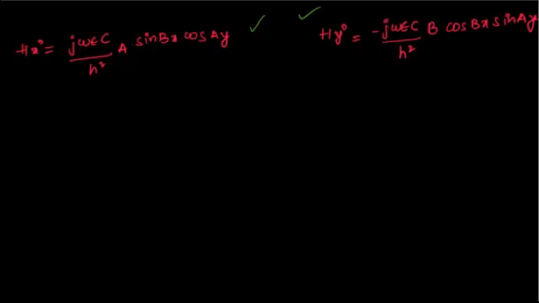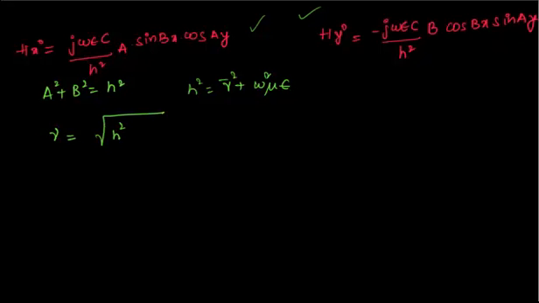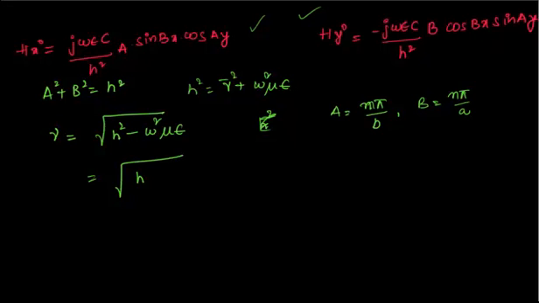Now we are going to derive the other relations here. We know the relation A square plus B square is equal to H square, and H square is equal to gamma bar square plus omega square mu epsilon. Now gamma will be written as under root of H square minus omega square mu epsilon. But H square is A square plus B square, and A is m pi by B, and B is n pi by A. So put it here, that is under root of A square plus B square minus omega square mu epsilon. Substitute these here and you get the relation.